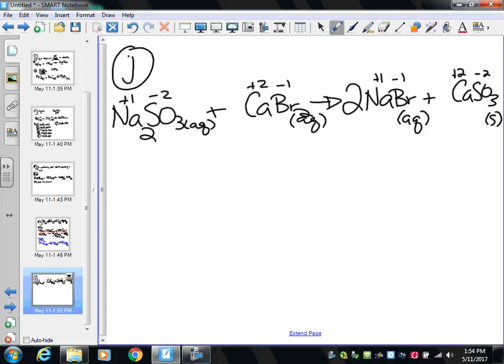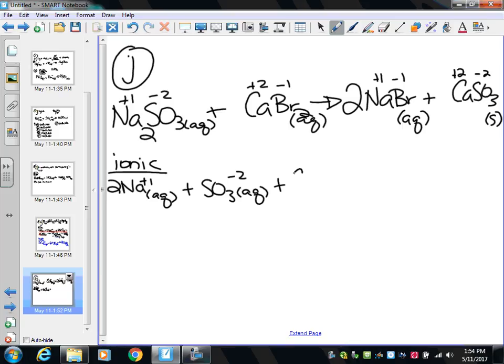Okay. So then what I'm going to do is I'm going to move into my ionic. Ionic is the really big long one. So I just look at it, there's 2 sodiums, 2 Na, my charge is +1. Moving to the next part, there's only 1 sulfite, SO3, with a -2 charge. Are we okay with how I'm going so far? Okay. Then I'm going to have calcium as a +2 charge, it's aqueous, plus bromine. There are 2 bromines there, it's a -1 charge, and it's aqueous.